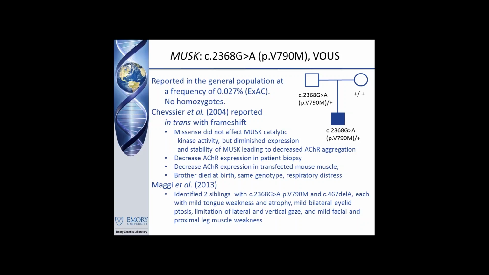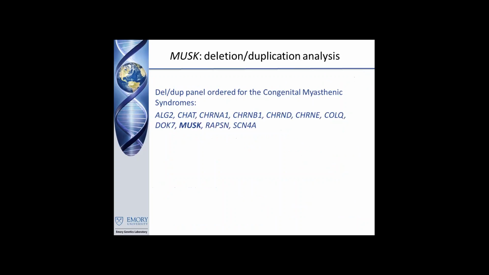The second time this was reported was in two other affected siblings. They found this missense variant as well as a frame shift variant. These two individuals had tongue weakness and atrophy, ptosis, and then some mild facial and leg muscle weakness. And I don't believe in this paper segregation studies were performed, so they didn't give information on if mom and dad were both carriers for us to know truly if this was segregating with disease in the family. So at this point, it was a variant of unknown significance.